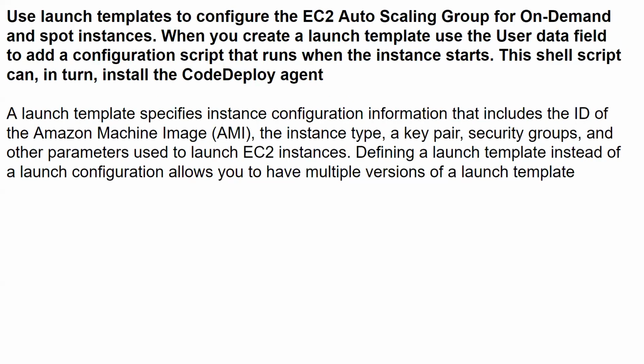Use launch templates to configure the EC2 auto-scaling for on-demand. When you create a launch template, use the user data field to add a config script that runs when the instance starts. The shell script can, in turn, install the code deploy agent.